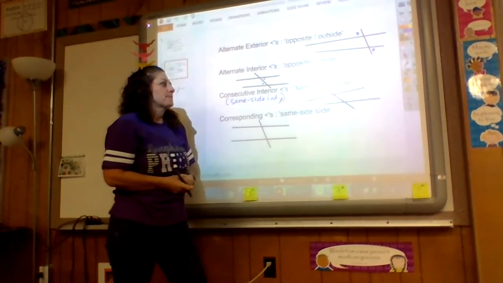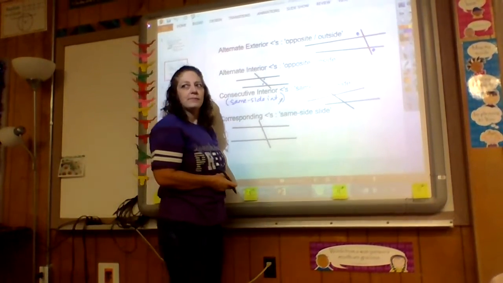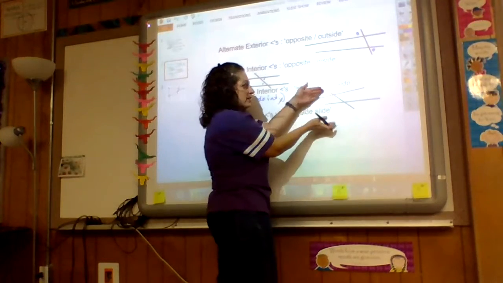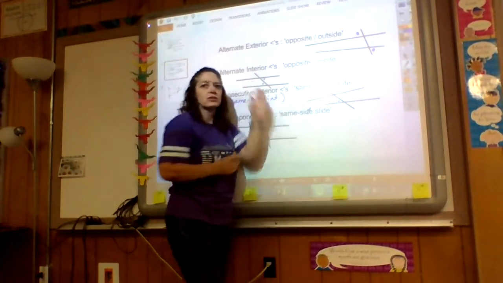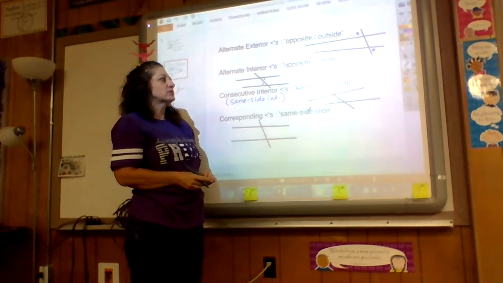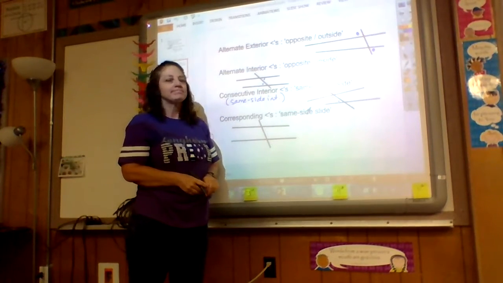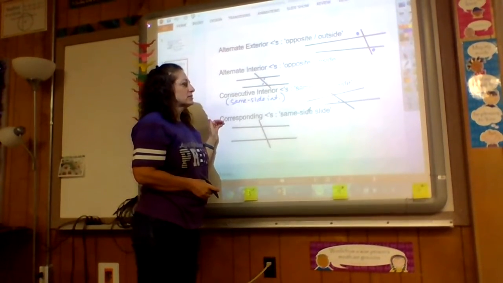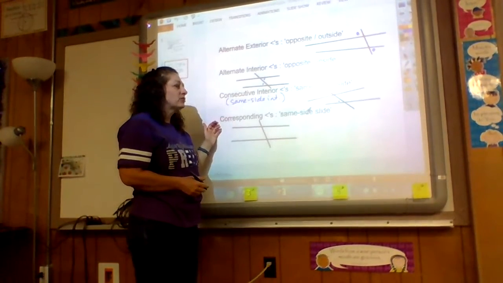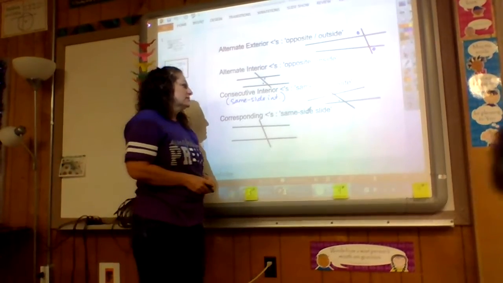Would that be like, if it's like this, then it's going to be two on the inside of the two lines and then on the same side of the transversal? Same side of the transversal inside the two lines. Yeah. Okay, corresponding angles. Same side inside is the only way I needed to say that.